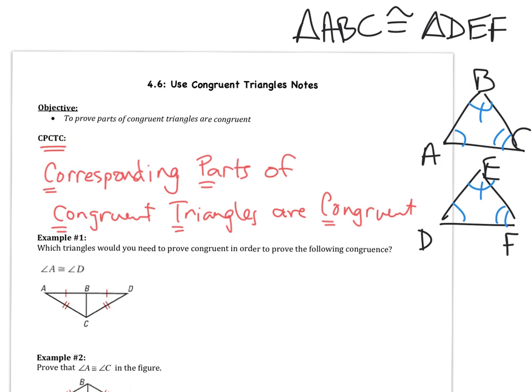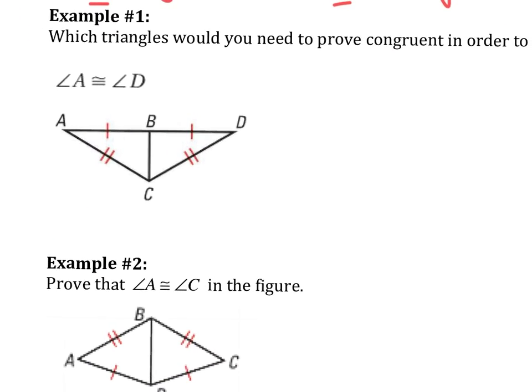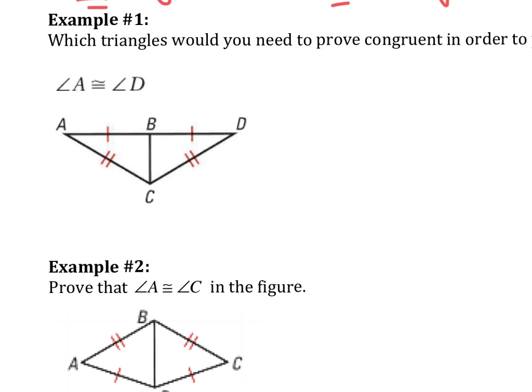Okay? It is going to be a reason in our proof. It's going to be 1 extra line. That's all it's going to be. So everything that we've been doing with our proofs stays exactly the same. We just add 1 piece. Okay? So when I go and look at example number 1, okay, they want us to show that angle A is congruent to angle D. I am not marking that in the picture because I don't know it yet. What I have to do is I have to come up with a reason why the triangles are congruent. Why are they congruent?